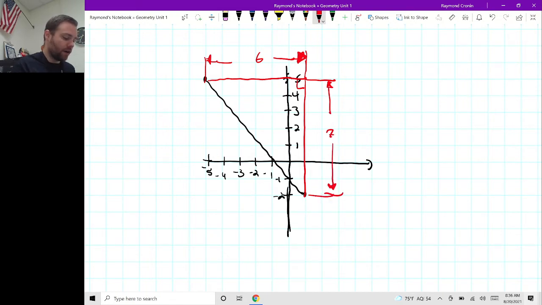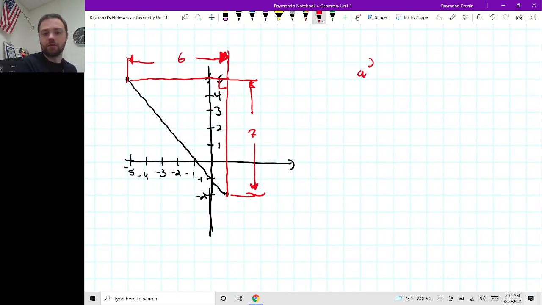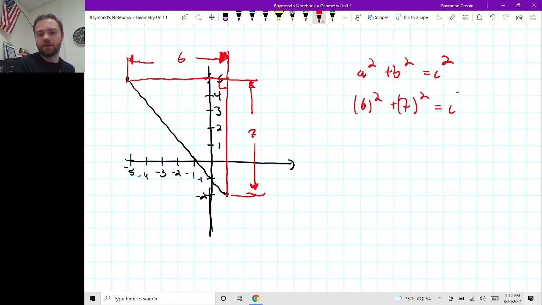So once I have all that, all I have to do is use the Pythagorean theorem, right? a squared plus b squared equals c squared. My a value would be 6, so I've got 6 squared plus 7 squared equals c squared. So that's going to be 36 plus 49 equals c squared. So then c squared equals 36 plus 49, which is going to be 75. And then I just take the square root of both sides. So I get root 75, right? Square root undoes a square, so I'm going to square root both sides.